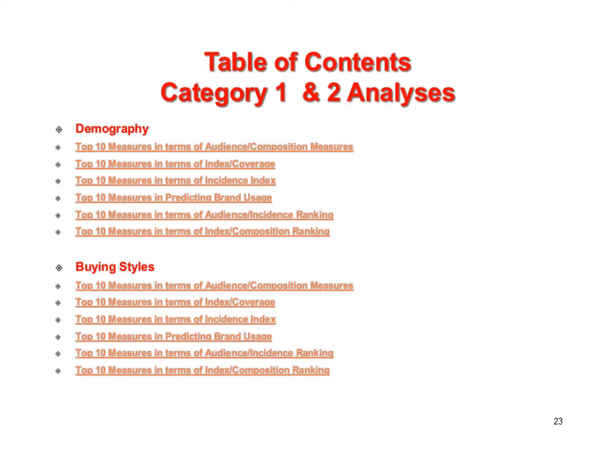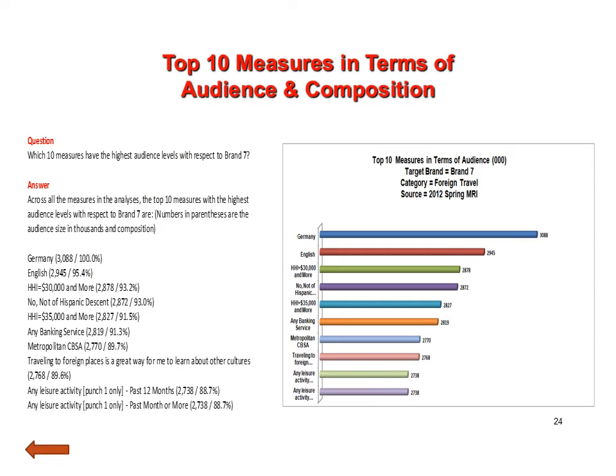A top 10 report also provides the target brand's top 10 measures for these same media metrics by category. For example, it will provide a top 10 list with regard to demographic measures, buying style measures, and a top 10 list for up to 28 additional categories. Now let's take a look at some of the slides that are contained in a top 10 report.